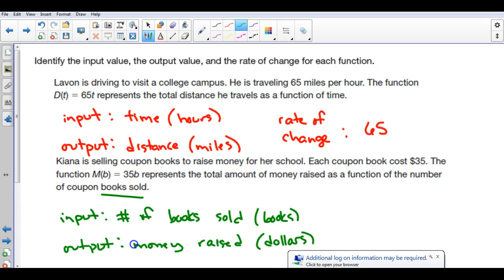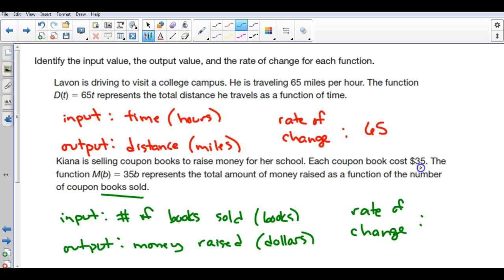So again, I want you to draw this comparison here. What the rate of change is going to do is it's going to compare your output unit to your input unit. So in the last example, we had miles per hour. In this example, we're going to have dollars per book. So my rate of change here in the problem is the 35, and again, that 35 represents the number of dollars, $35 per one book.